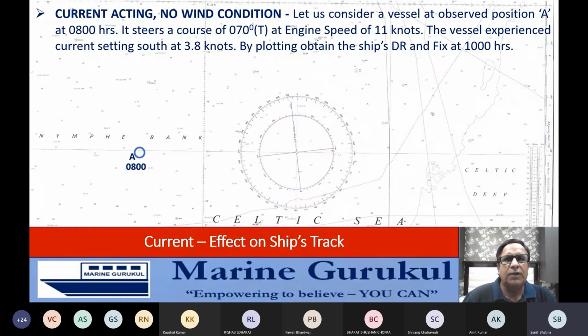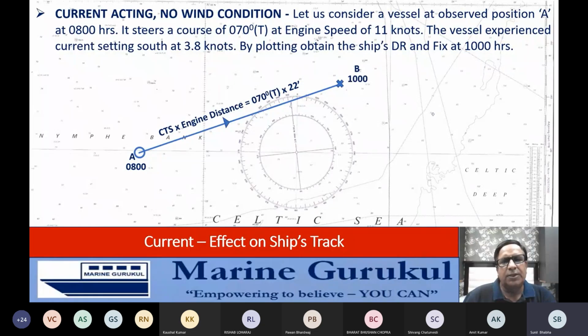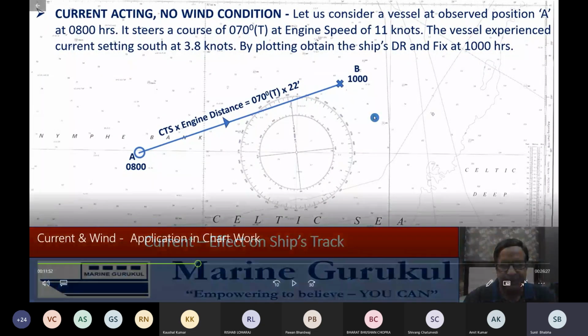We have already seen in one of the earlier examples, wherein there was no current or wind, the DR and fix at 1000 hours happen to be same. Let's see what happens in this particular case. Now, through A, if we plot our ship's displacement because of our propulsion, that will be CTS drawn through A, represented by a single vector, distance marked off for 2 hours, 22 miles. Position B becomes the DR of the vessel at 1000 hours.